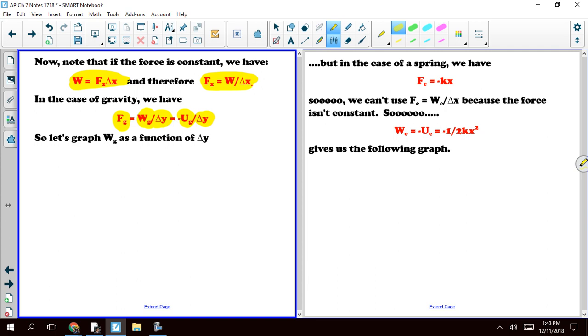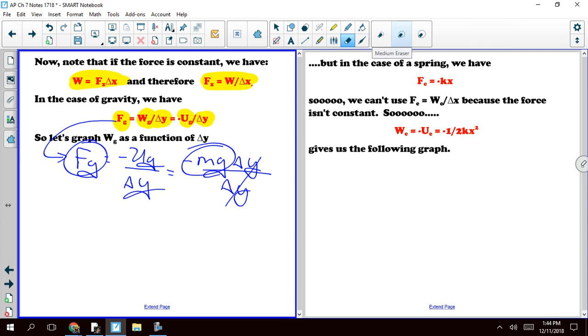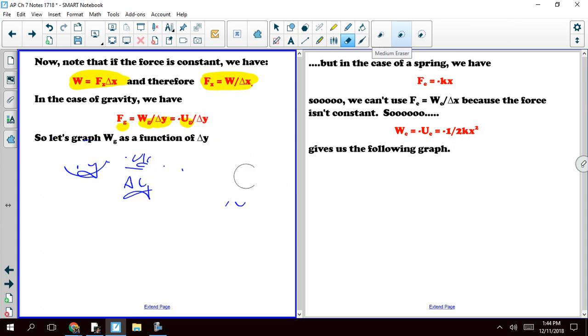So mathematically, this first thing is easy. So check it out. This is this. Fg is equal to negative Ug divided by delta y, all right? Well, let's see. Ug, that's gravitational potential energy. So this is negative mg delta y over delta y. The delta y's cancel, you get negative mg, which is our force of gravity. Hooray, it works. All right? But we need to think of this in more general terms.